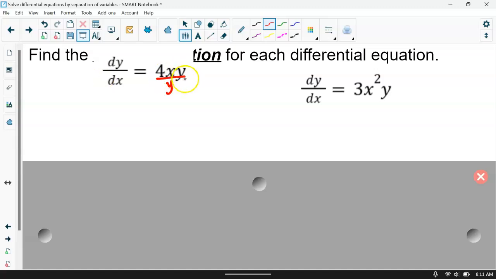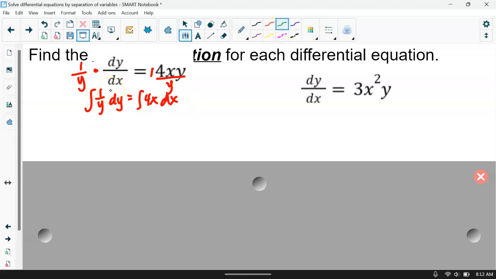Now, to show divide by y, that is the same as multiplying by 1 over y. So again, this is 1 over y here, and then multiply by dx. So that means here we're going to find the integral of 1 over y with respect to y, and the integral of 4x with respect to x. So now here we go.